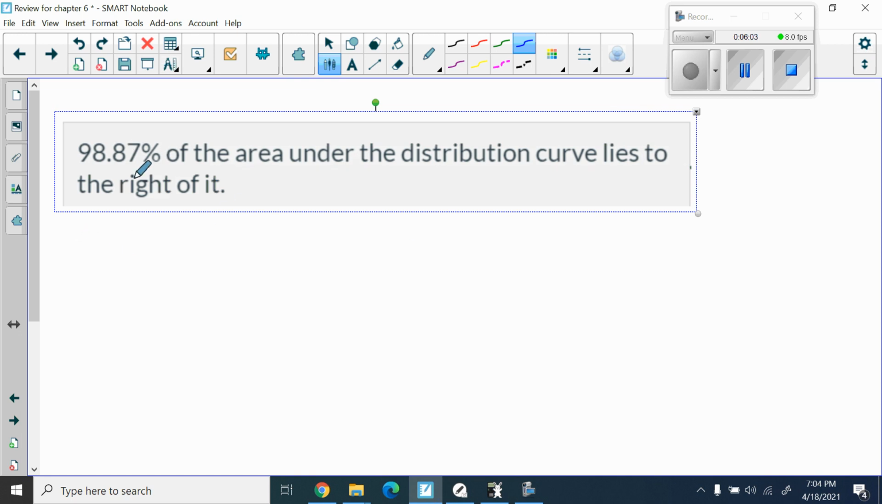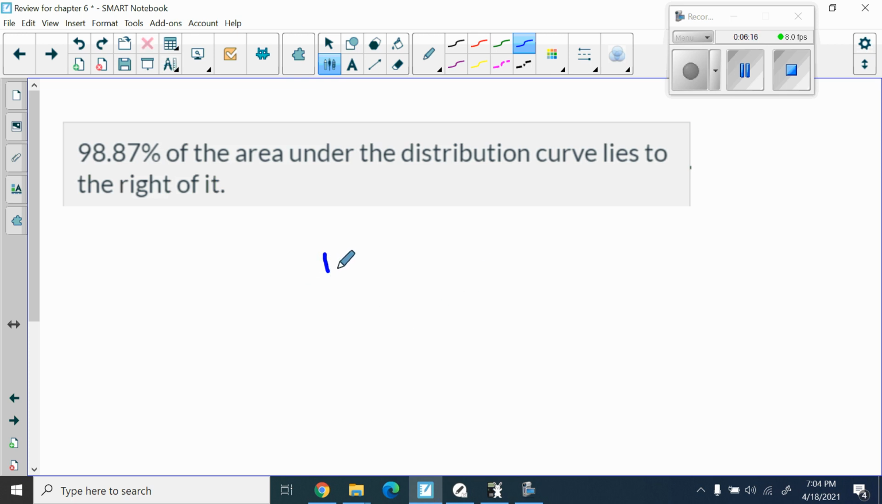Okay, so 98.87 of the area under the distribution curve lies to the right of it. So when we're trying to come up with the z-score, we need the area to the left. So I'm going to do 1 minus 0.9887, right? And that's going to be the area to the left. So 1 minus 0.9887 gives me 0.0113. So that's going to be our area.